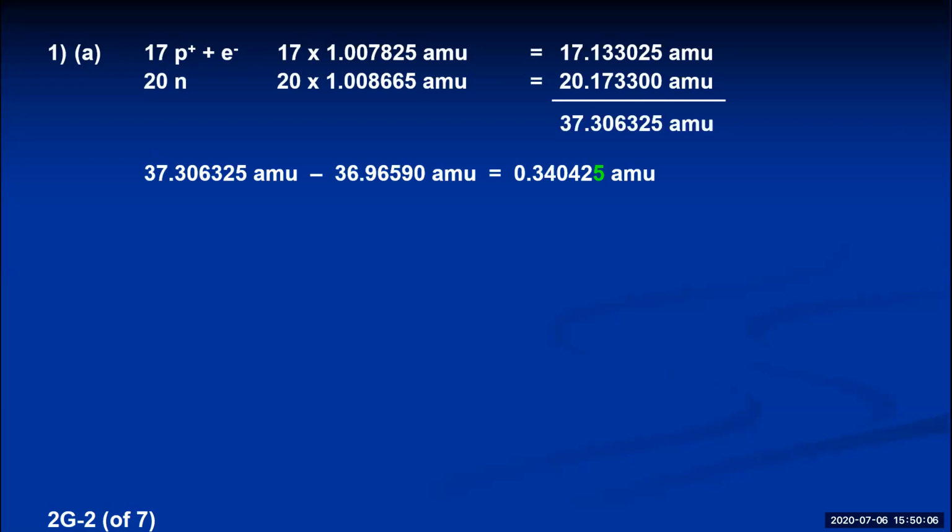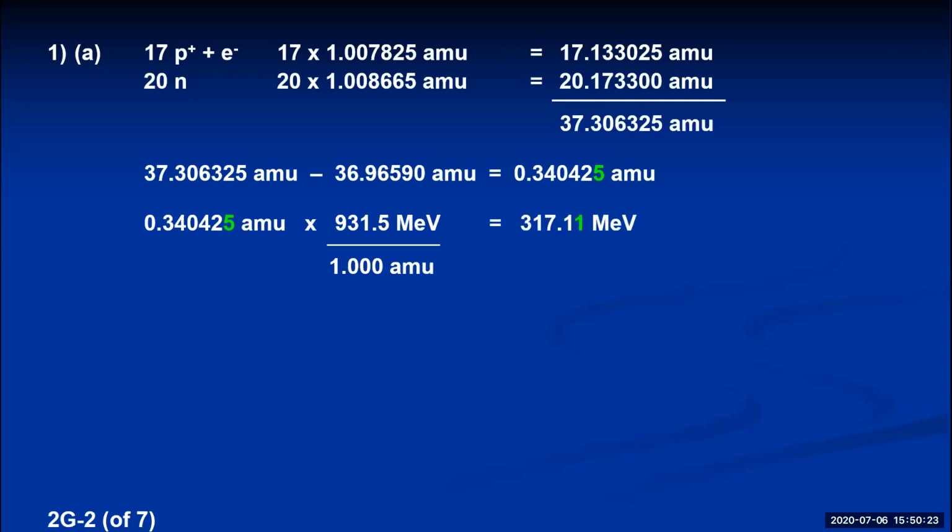To calculate how much energy this mass deficit has been converted into, we take the mass deficit multiplied by the energy mass conversion factor of 931.5 MeVs per AMU. And then to get the binding energy per nucleon, we divide this by the number of nucleons in the chlorine-37 atom, which is 37 nucleons. And that gives us a binding energy per nucleon of 8.570 MeVs per nucleon.